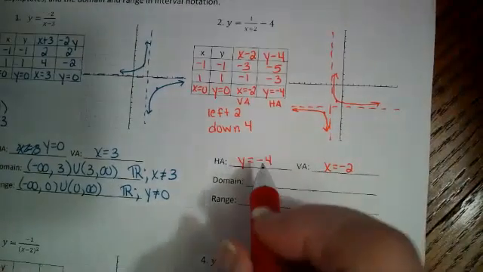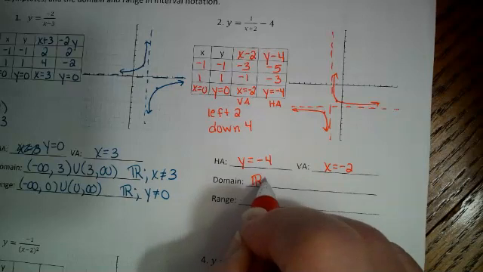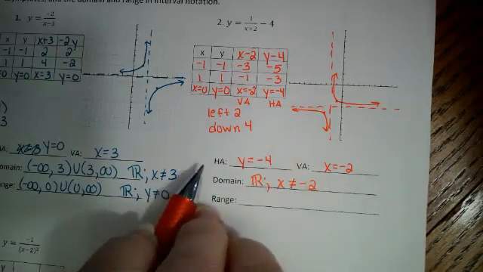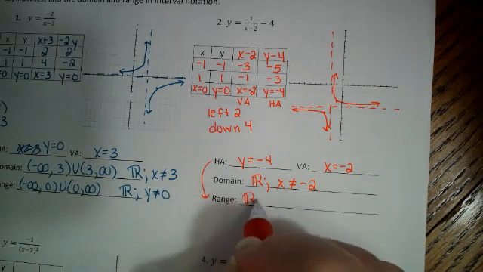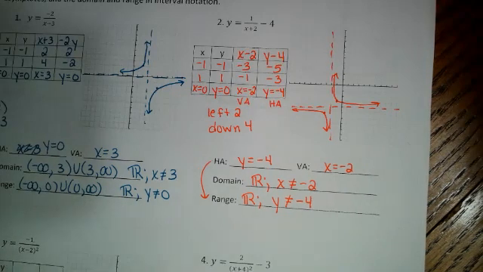So my domain, I'm going to take the shortcut. Domain comes from the vertical. All real numbers, x cannot be negative 2. The range comes from the y values. All real numbers, y cannot be negative 4. And that would be the graph.